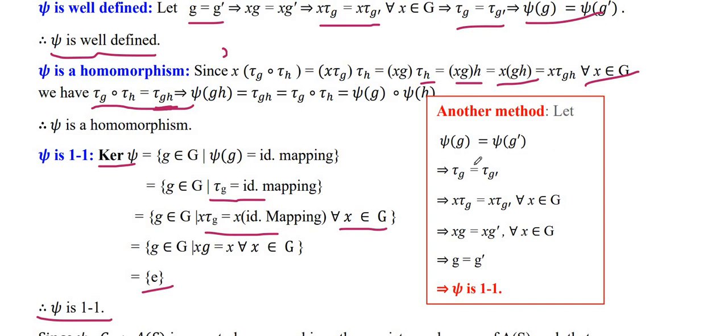Alternate method is we consider the images to be equal and show that the pre-images are equal. So psi of G equals psi of G prime implies tau G equals tau G prime. As mappings are equal, the images must be equal. So you have this, and by the definition of tau G, you have this step, and by left cancellation law, you have this. So this implies psi is 1 to 1. Now this part, in the same way only, we are going to have in the generalized form of Cayley's theorem. That is why this is discussed. So either to prove this part in the case of Cayley's theorem, either this or this method can be used.